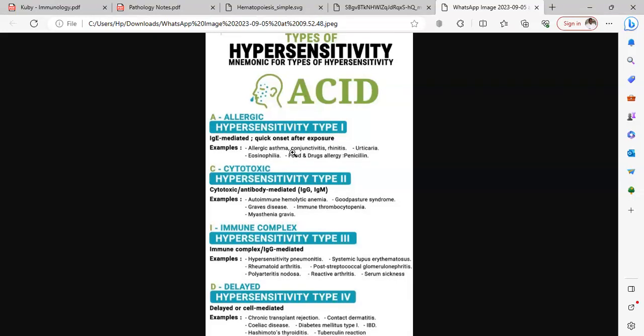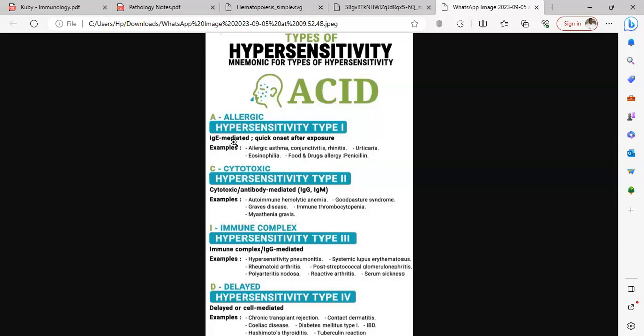It is important to know at least the examples, because in the board exams, I've seen they give, for example, myasthenia gravis, and ask which classification of hypersensitivity reaction it falls under. So at least know a few examples for each. And then the other aspect is whether it is IgE mediated or IgG mediated.